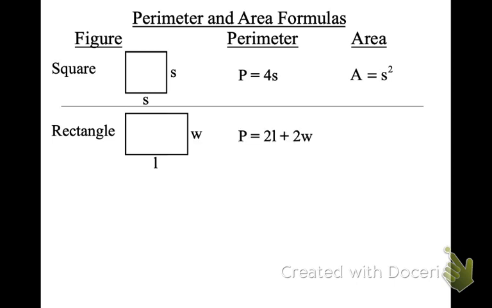Our perimeter is 2 lengths plus 2 widths is equal to the perimeter. Area is A equals length times width. Pause the recording if you need to write the notes.